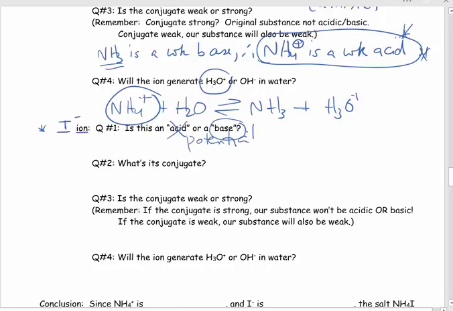Remember, we cannot decide if it's basic until we look at the conjugate. We cannot decide if the ion is acidic until we look at the conjugate, right? So this is a potential base rather than a potential acid because it doesn't have any H's. No H's, can't be an acid. All right, so what's its conjugate? If it's a potential base, we want to look at its conjugate acid. What's the conjugate acid of I minus? Well, we're going to add an H plus, right? To get the conjugate acid, you add H plus, so this is HI.